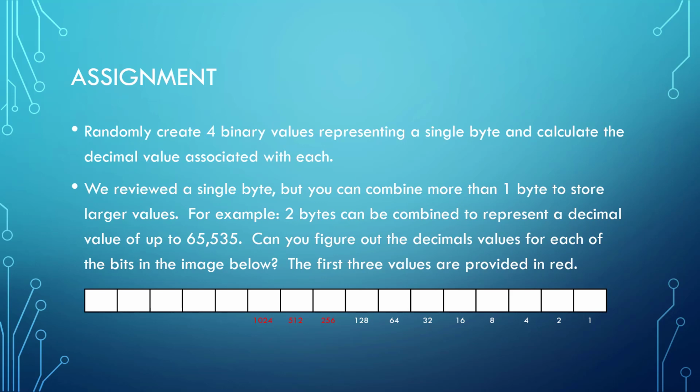Well, what you do is you combine multiple bytes together. So, in the example that we have here, 2 bytes can be combined to represent a decimal value up to 65,535. So if you combine 2 bytes together and you turn on or set the bit flag to true for every single bit in the 2 byte value, it would equal a decimal value of 65,535. Can you figure out the decimal values for each of the bits in the image below? The first 3 values are provided for you in red. Go ahead and figure the rest of it out. So this is your assignment.